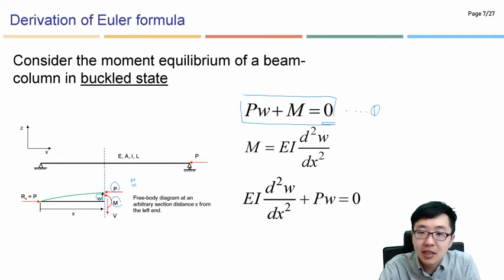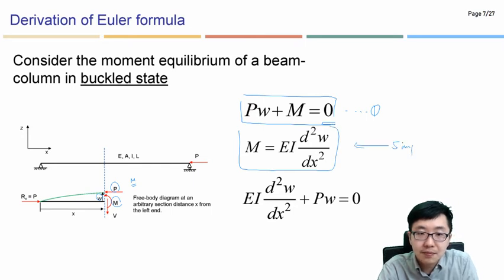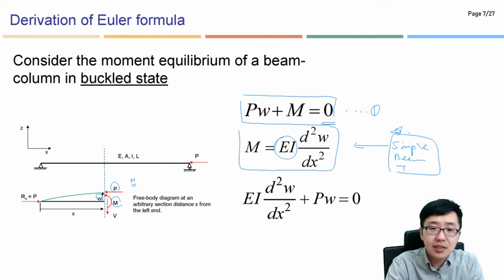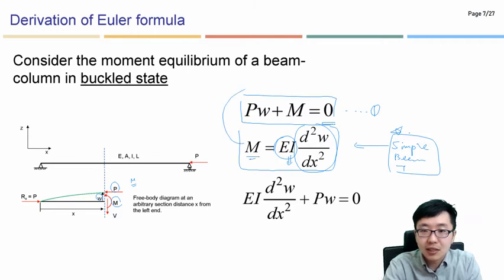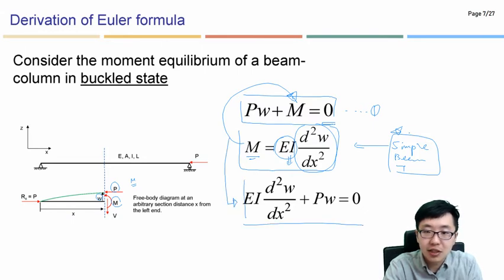And we learned this relationship from the simple beam theory before. That is, what is this? Bending stiffness and the second derivative of deflection. So we can simply substitute it here and simplify it so that we can get these equations.